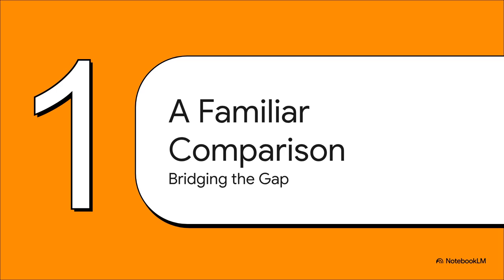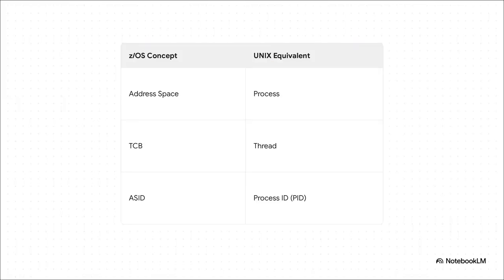Now, I get it. This might sound a little abstract, especially if you're kind of new to the whole mainframe world. So let's build a bridge from this idea to some concepts you might already be familiar with from other systems. If you spend any time at all in the Linux or Unix world, this is where you're going to have that big aha moment. A z/OS address space is really similar to a Unix process, and its unique identifier, the ASID, is pretty much the same thing as a process ID or PID. And the little tasks running inside that space, the TCBs, well, those are just like threads. See? This comparison gives us a fantastic frame of reference.